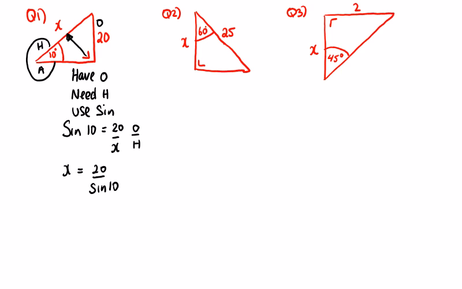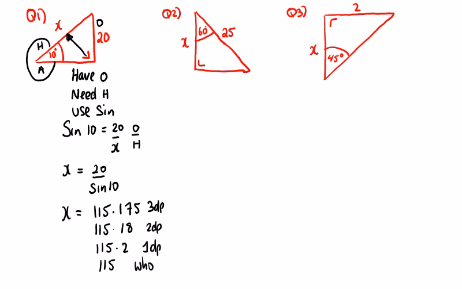And if you type this into your calculator, you're going to get an answer of x is equal to 115.1754, so 115.175, 115.18, 115.2, or 115. 3dp, 2dp, 1dp, and whole. So when you're practicing these questions, maybe do all of these so that when you get to an exam and you see 3 decimal places, you know exactly what you're doing.